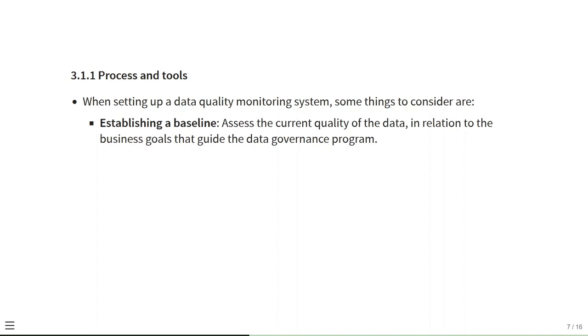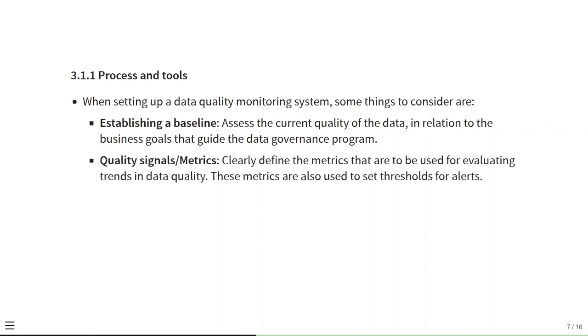Process and tools. When setting up a data quality monitoring system, some things to consider are: establishing a baseline. Assess the current quality of the data in relation to the business goals that guide the data governance program. Quality signals or metrics. Clearly define the metrics that are to be used for evaluating trends in data quality. These metrics are also used to set thresholds for alerts.